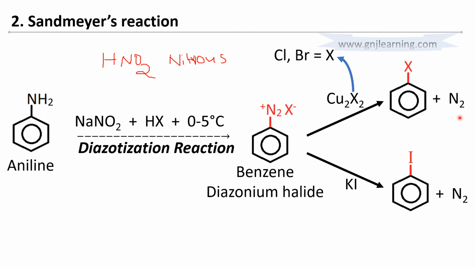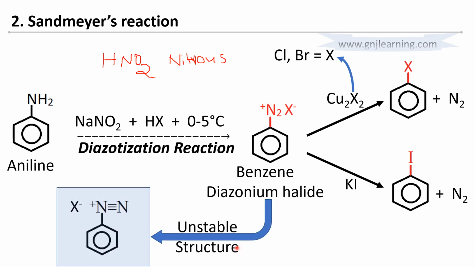In both cases nitrogen is liberated because of the nitrogen attached here. So we will see the structure of that. You can see the unstable structure where we have benzene, and on the benzene you have nitrogen attached with its lone pair. Since it has given its lone pair, it has a positive charge, and X will attach to the nitrogen. So the nitrogen attached to the benzene has a positive charge. You must remember that. Clear. So that's all about Sandmeyer's reaction.